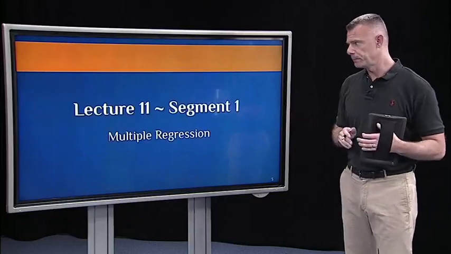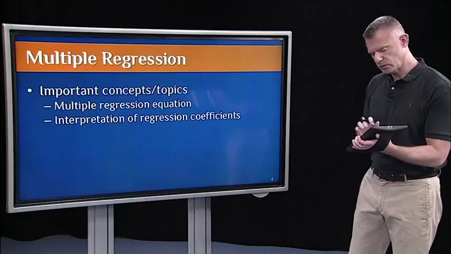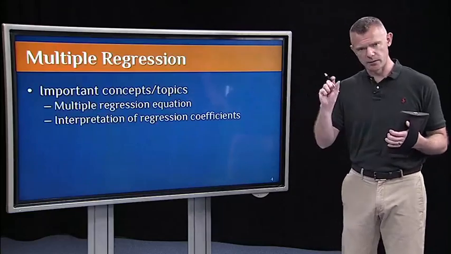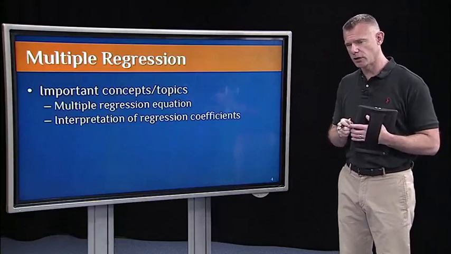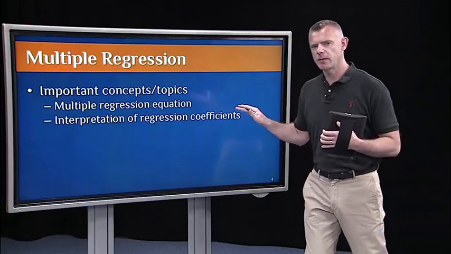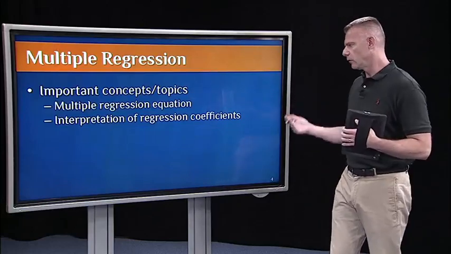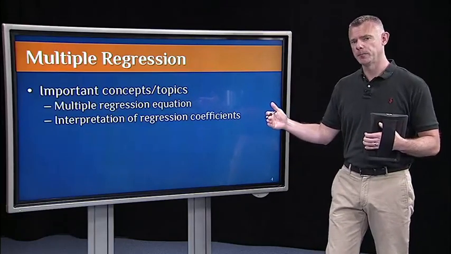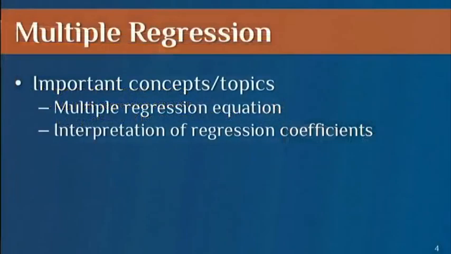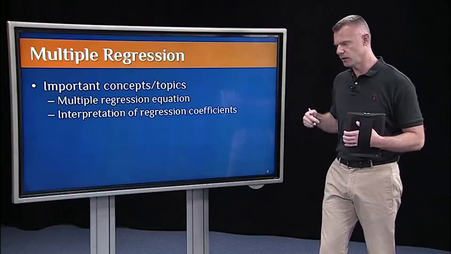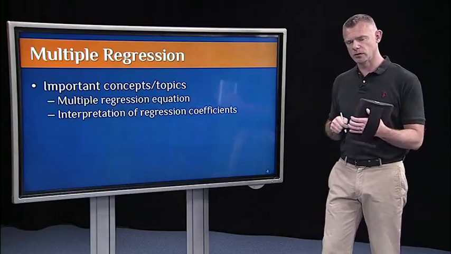So first, segment 1. Let's look at multiple regression, just an overview. And again, the important things to take away here are the components of the multiple regression equation, and most importantly for this segment, how to interpret regression coefficients when there are multiple coefficients in the model. This is a difficult topic that even advanced researchers sometimes mix up and make mistakes on. So I'm going to take my time and really try and reinforce how to interpret these coefficients.